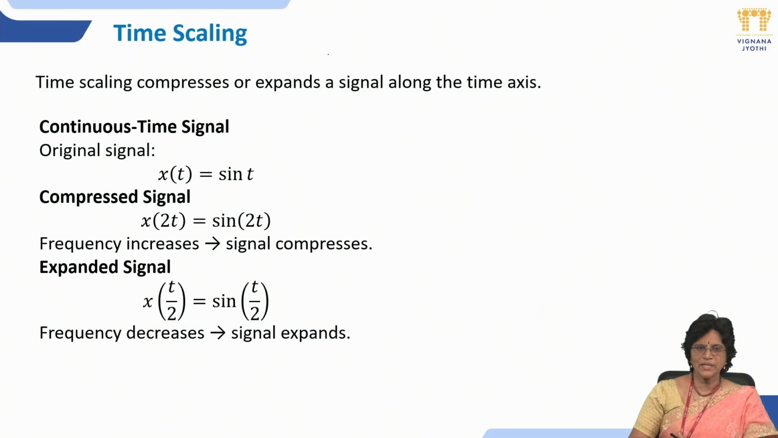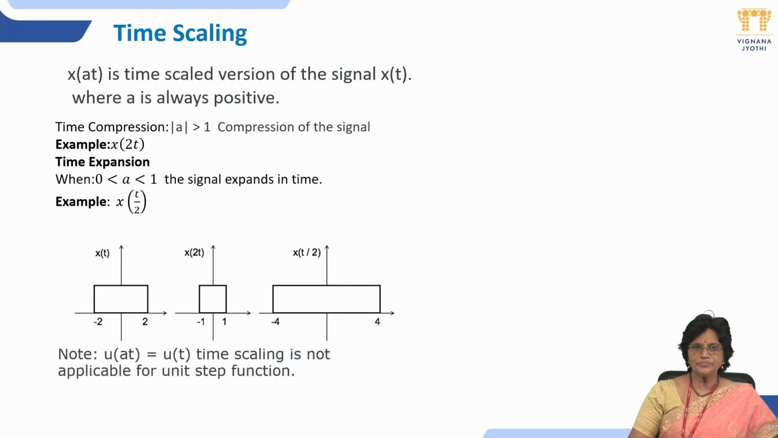Coming to expansion, x of t equal to sin t by 2. Frequency decreases, signal expands. I will explain this concept in the discrete case, because it is easy to understand when you consider discrete signals. Now, for example, x of at is the time scaled version of signal x of t, where a is always positive.